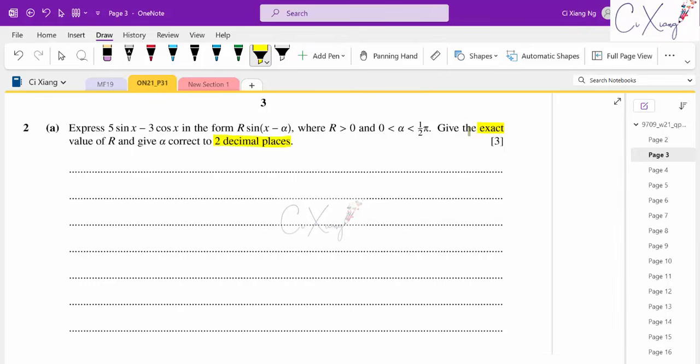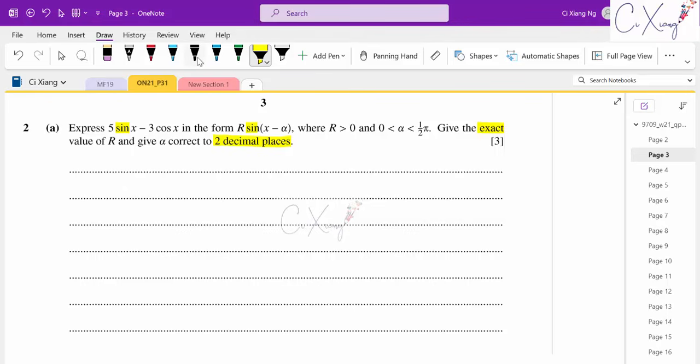So exact value of R means that your R can be in surd form or pi form, but it shouldn't be a long decimal number. Okay, so in general, for the value of R and also alpha, there's a formula that you can straight away apply and get the answer. So first of all, you have to double check our expression: it starts with sine in front, and then they are changing it to sine, which is a correct matching. Then minus and minus, which is correct also.